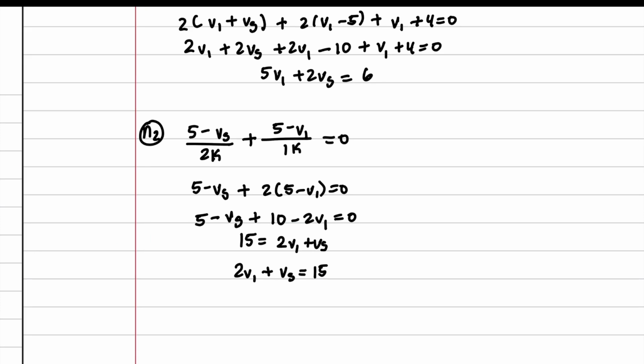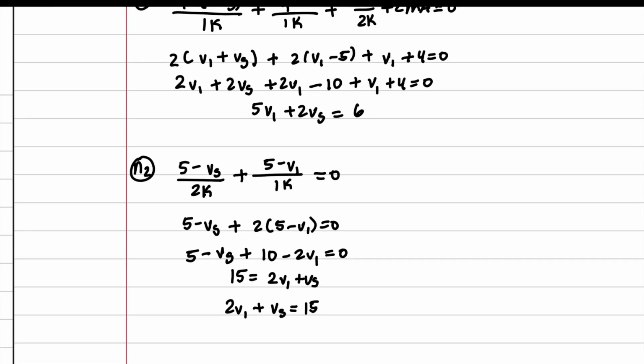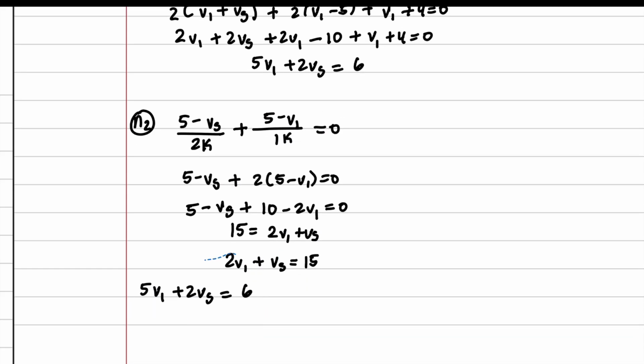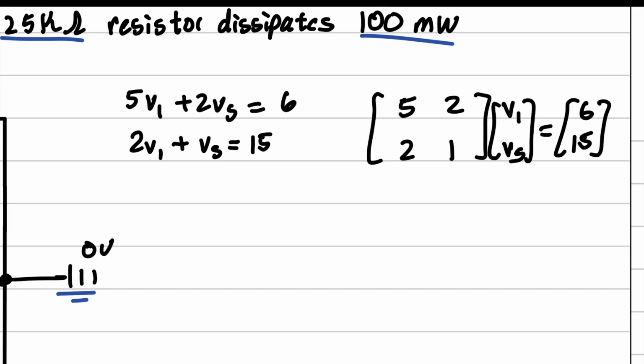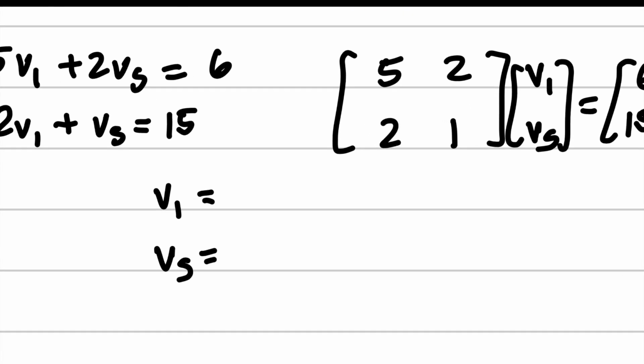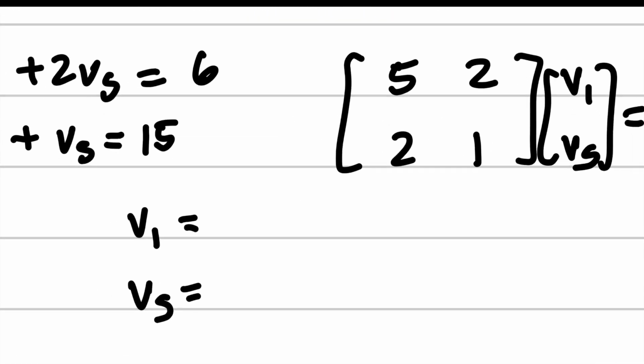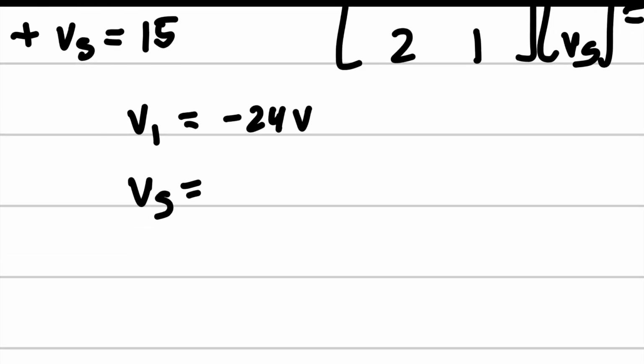Okay? Now we're going to take these two equations, put them into a matrix, and then solve them. After calculating in the calculator, I actually already did this, so we're going to get V1 to be negative 24 volts, and Vs to be 63. Okay, now this is what we're looking for.